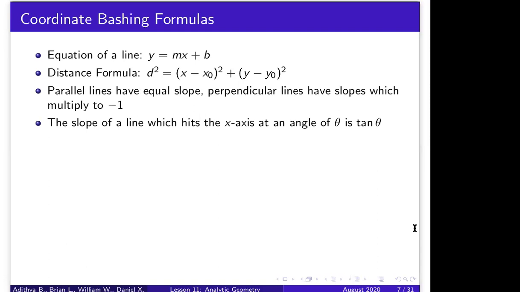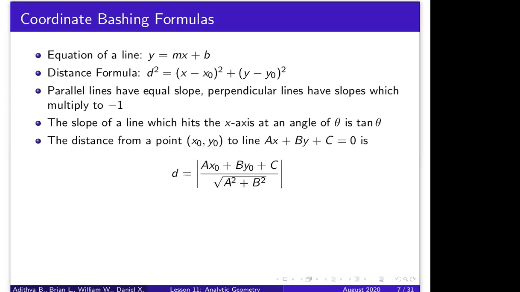And we also have that the distance from a point x naught, y naught to a line ax plus by plus c equals 0 is of the form d equals the absolute value of plugging the point into the line equation, over the square root of a squared plus b squared.